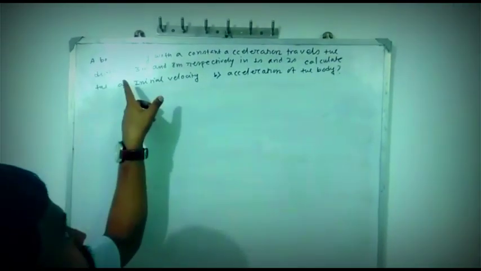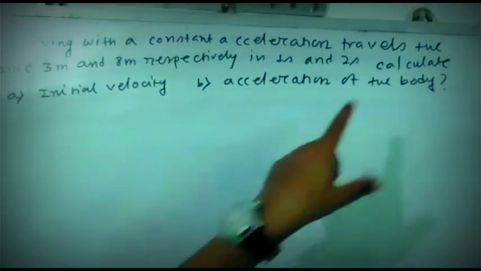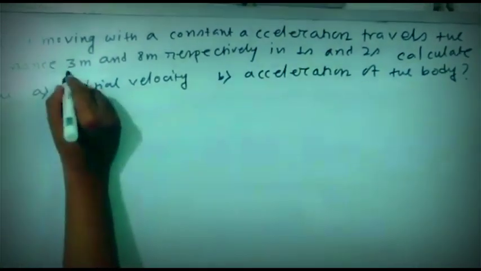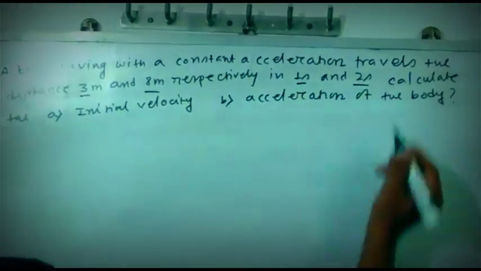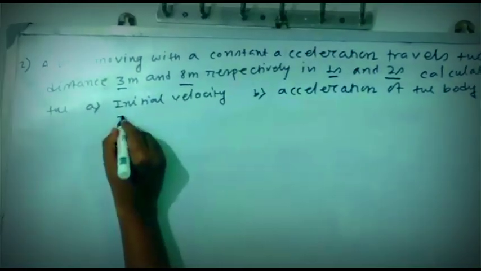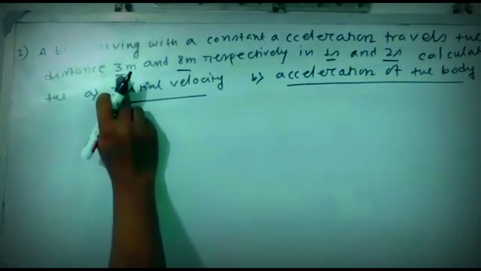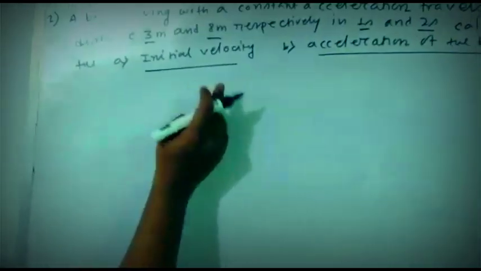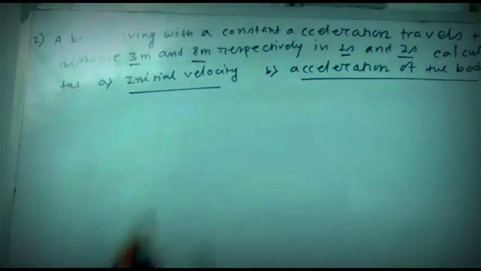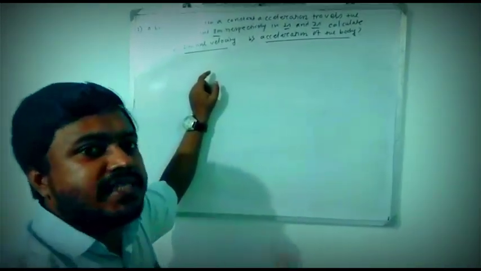Now we will solve the second numerical, which is also from the motion chapter. A body moving with a constant acceleration travels distances of 3 meter and 8 meter in 1 second and 2 seconds respectively. Calculate the initial velocity and acceleration of the body. Here the distance and time are given, so we can use the second equation of motion, s equal to ut plus half at square.